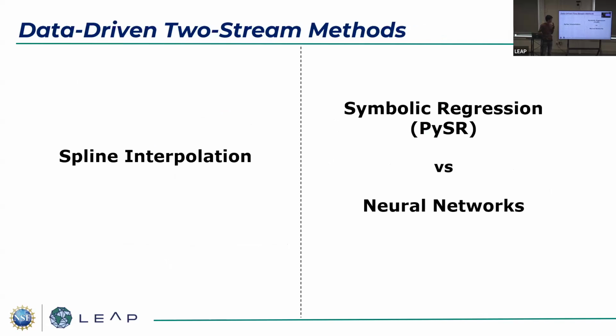So I'll be talking about technically three methods, which I split into two sets of data-driven two-stream methods. One is just spline interpolation, traditional, I guess, but I will tell you that this is really tried and true and produces some really good results. And then as more advanced methods, I'll be showing you a method using symbolic regression, using PySR. I know many people use PySR, so hopefully I can show you some interesting things to say about it. And then symbolic regression versus using a multi-layer neural network.